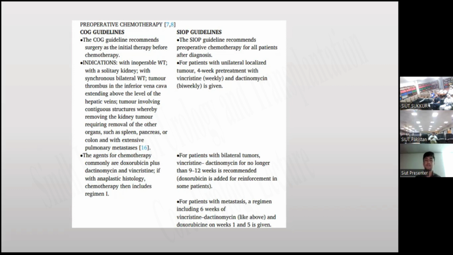For patients with bilateral tumors, vincristine, dactinomycin for 9 to 12 weeks is recommended, and doxorubicin is added for reassessment. For patients with metastasis, a regimen of 6 weeks that includes vincristine, dactinomycin, and doxorubicin.